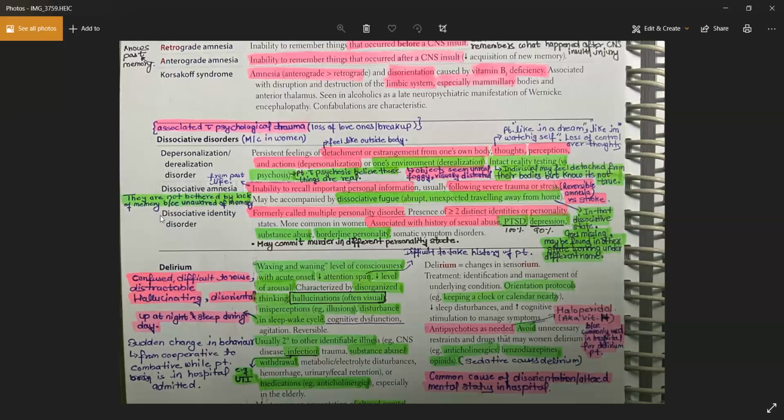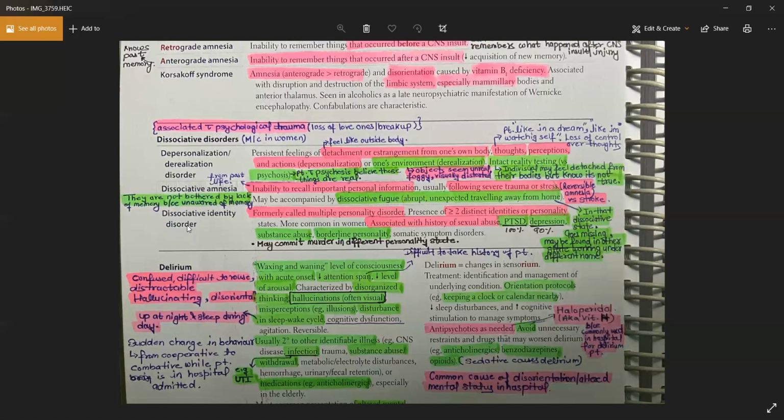They may commit murder in a different personality state. You call it dissociative identity disorder or multiple personality disorder. It can happen with a patient with sexual abuse. It is generally associated with PTSD and depression, and when this condition is associated with PTSD, you won't call it dissociative identity disorder, but you call it PTSD instead. This could be a symptom of PTSD, so you cannot diagnose it alone. So that is the important thing.